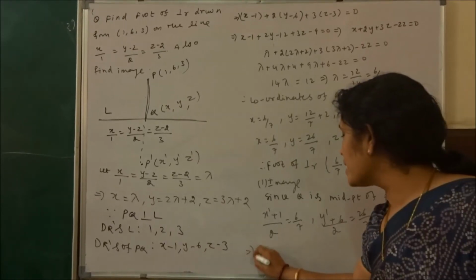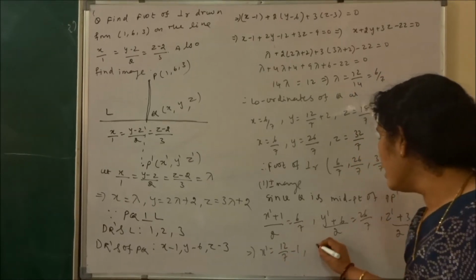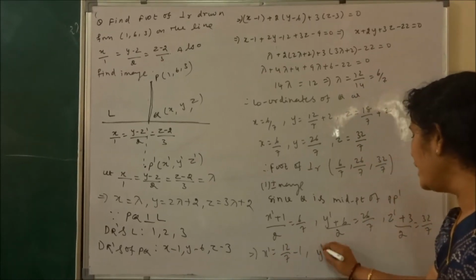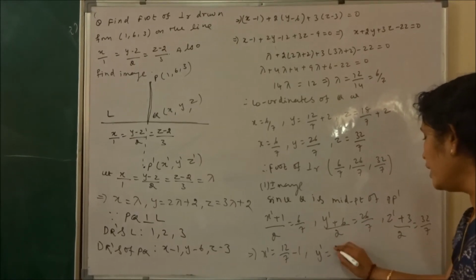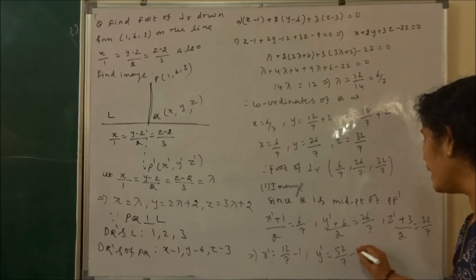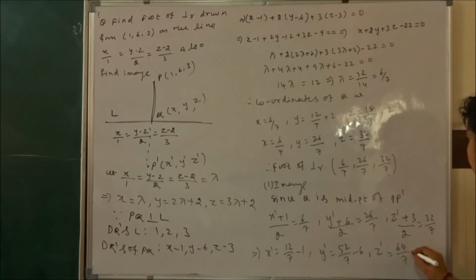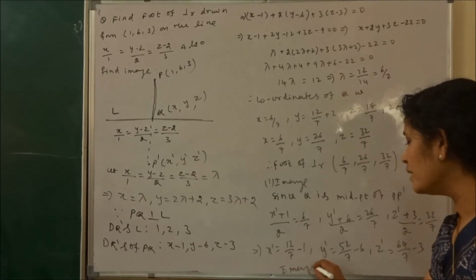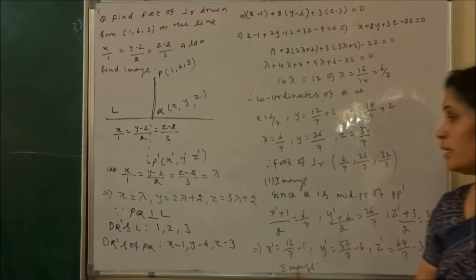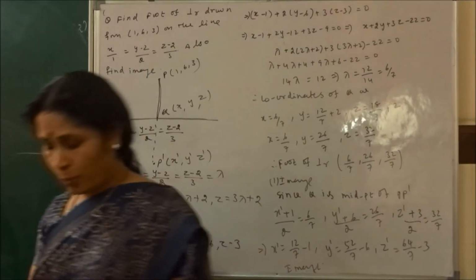So this implies x dash equals 12 by 7 minus 1, y dash equals 52 by 7 minus 6, and z dash equals 64 by 7 minus 3. Then do the calculation, and automatically you will get the image. Clear? Like this you have to find the image of the given point. This is also one of the most important questions.